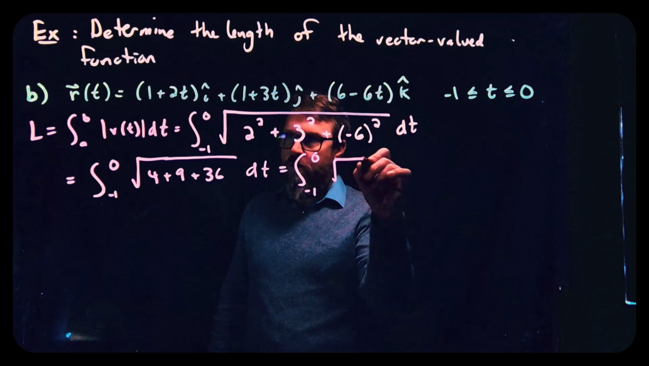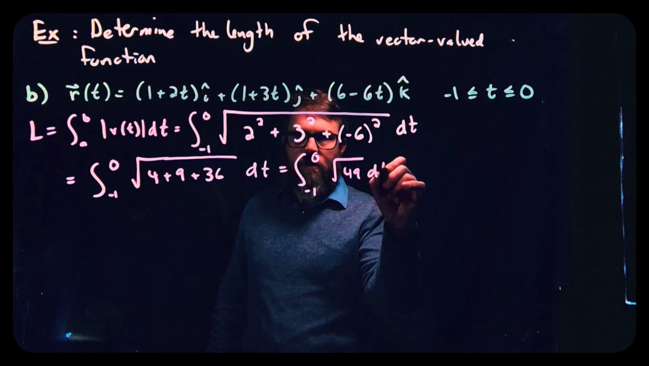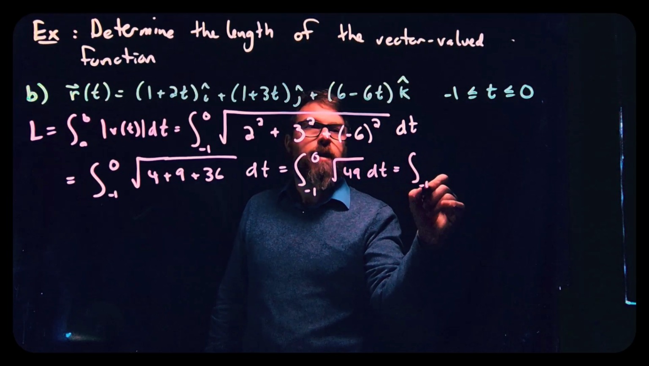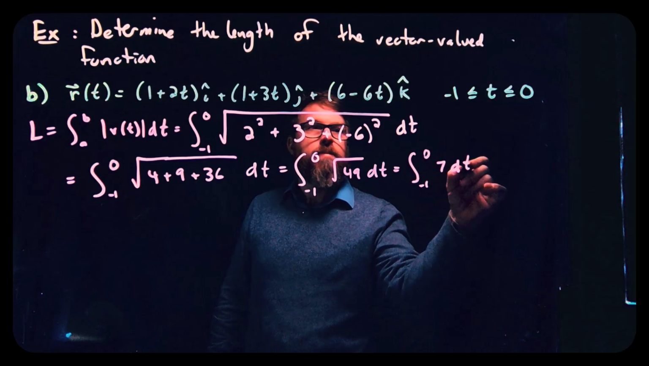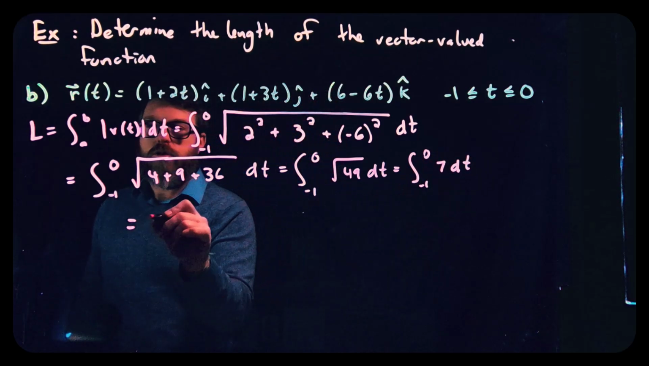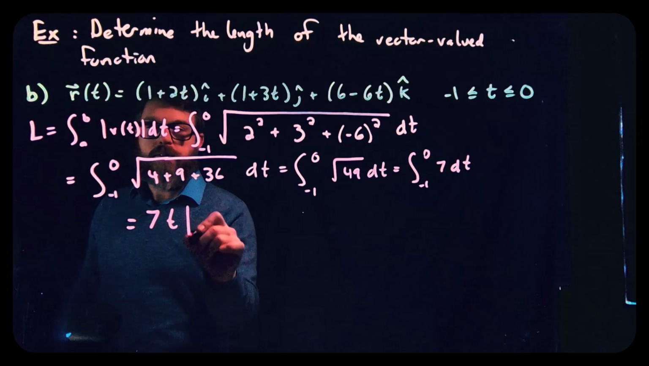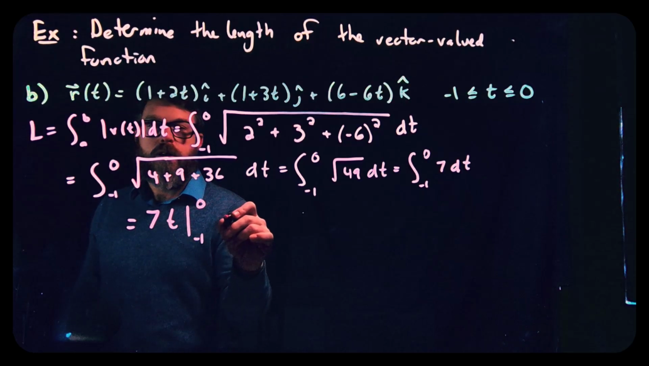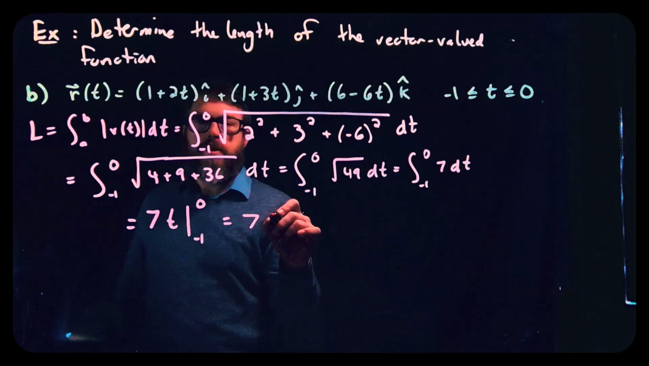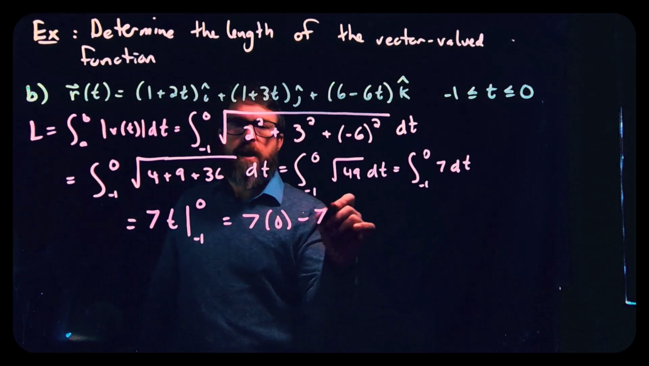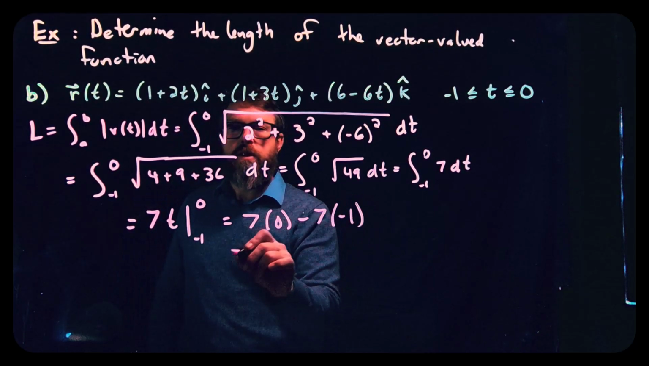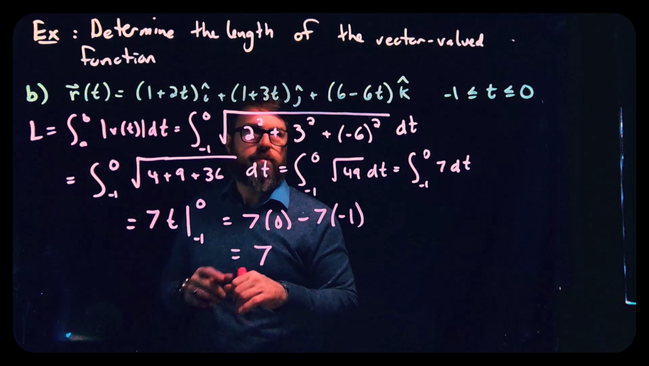So this is the square root of 49 dt, which is going to be equal to the integral from -1 to 0 of 7 dt. So this is going to be equal to 7t evaluated from -1 to 0. So the top, 0, minus the bottom. So this is going to be 7.